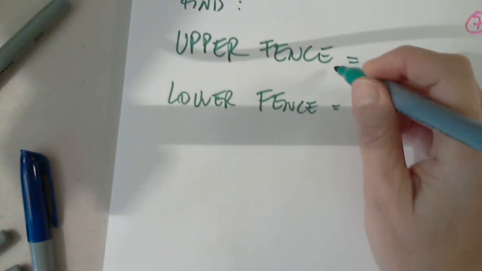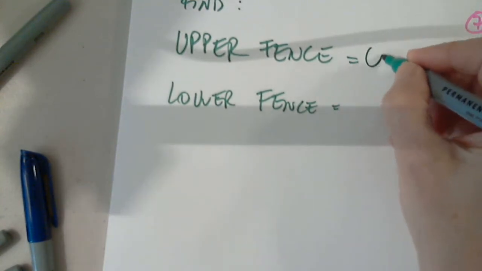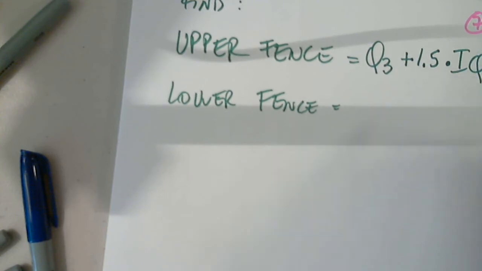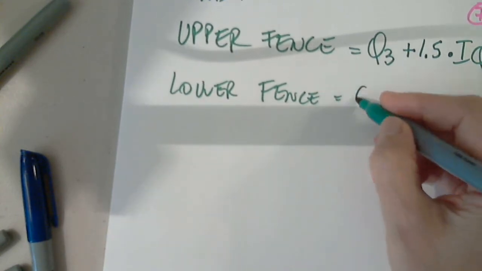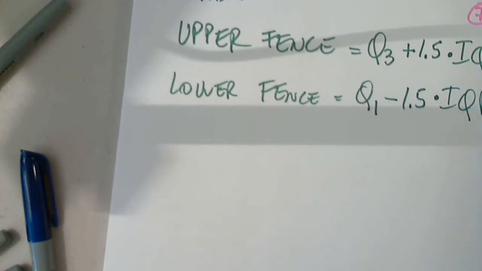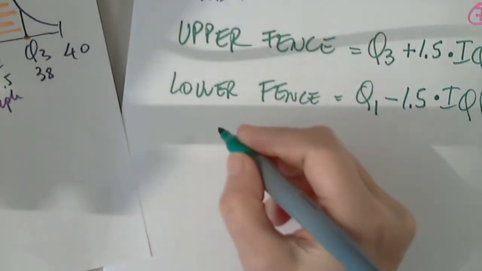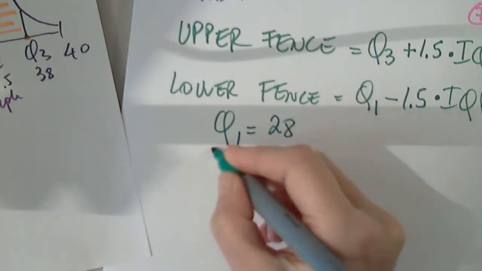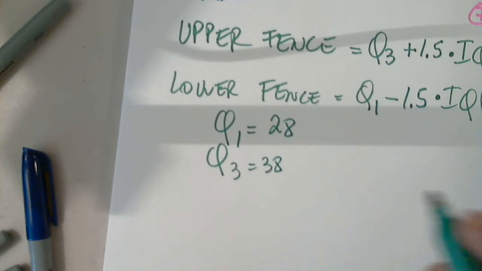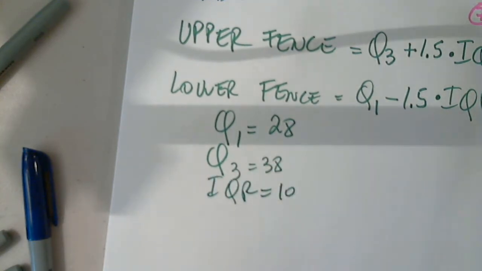How do I determine the upper fence? The upper fence is the third quartile plus 1.5 multiplied by the interquartile range. The lower fence is the lower quartile, the first quartile, minus 1.5 multiplied by the interquartile range. So coming back to our example from a few minutes ago, I'm going to copy Q1 again here, which is 28. I'm going to copy Q3, which is 38. I'm going to copy the interquartile range, which was 10.